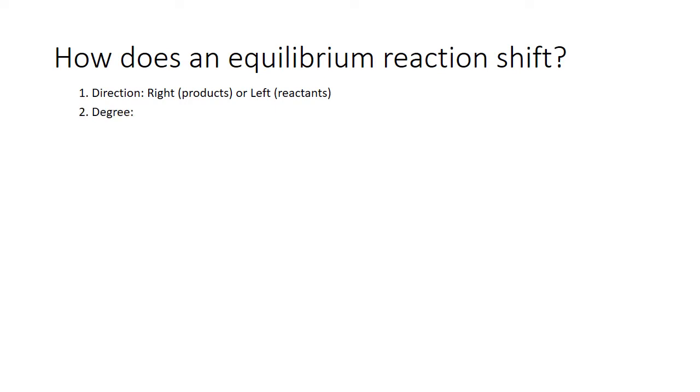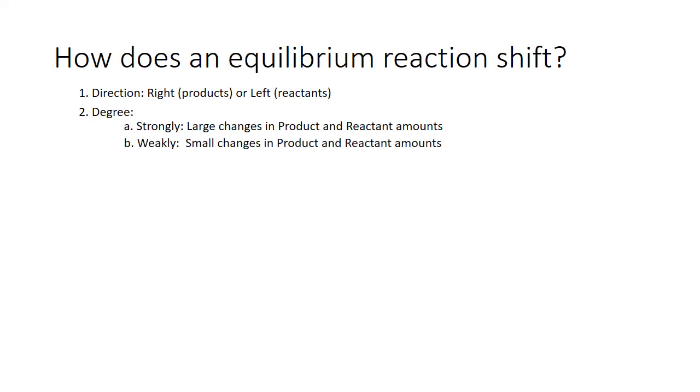The other thing that we need to know is the degree to which this shift takes place as equilibrium is reached. If the reaction shifts strongly, large amounts of product may form if it shifts to the right, or large amounts of reactants may form if it shifts to the left. On the other hand, slight shifts are possible, or weak shifts. That is to say that only small changes in product and reactant amounts take place. To demonstrate this, let's look at an example.